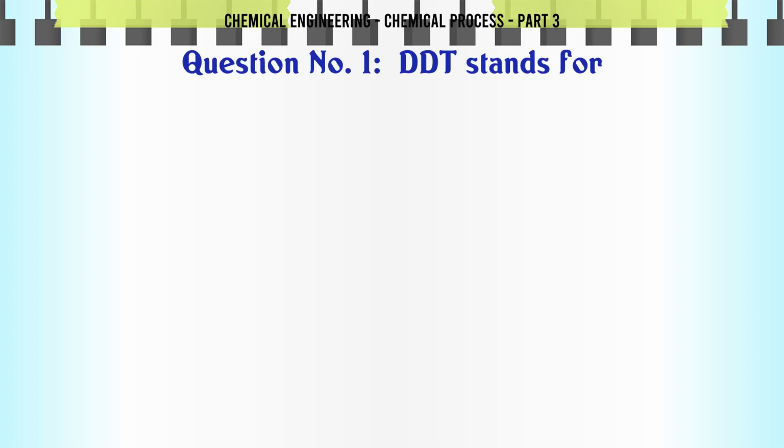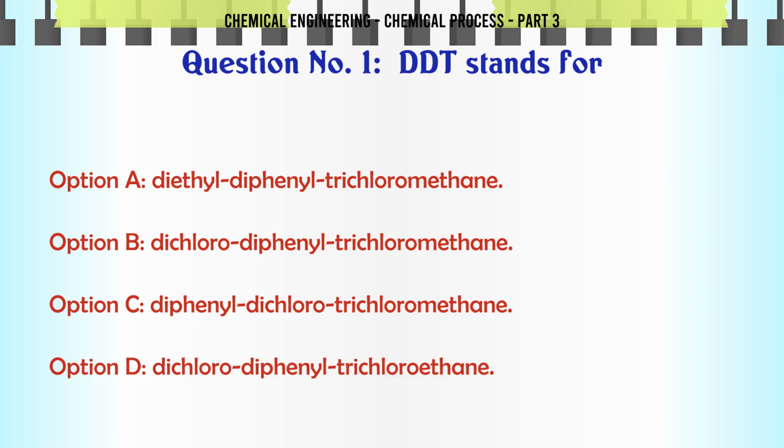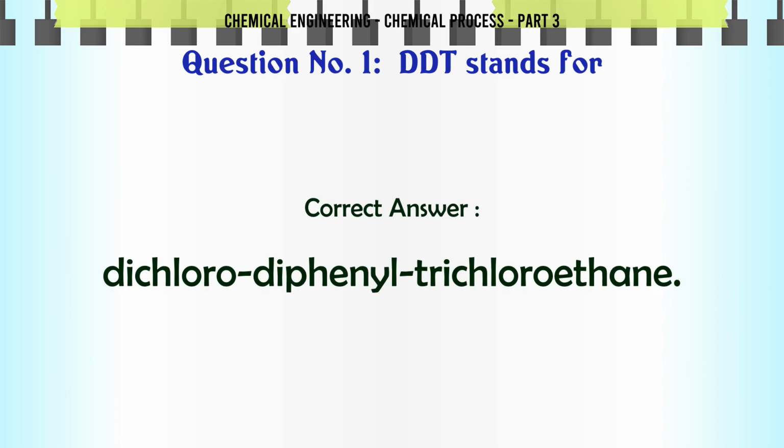DDT stands for: A. Diethyl diphenyl trichloromethane, B. Dichloro-diphenyl trichloromethane, C. Diphenyl dichloro-trichloromethane, D. Dichloro-diphenyl trichloroethane. The correct answer is dichloro-diphenyl trichloroethane.